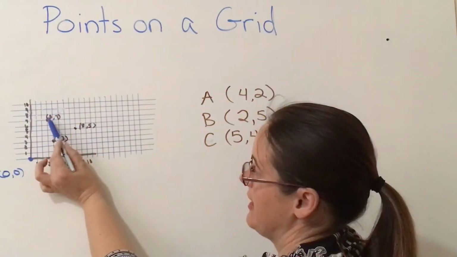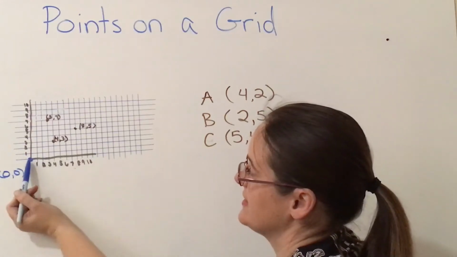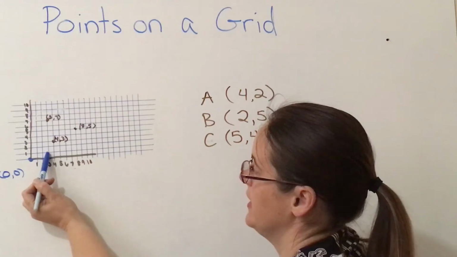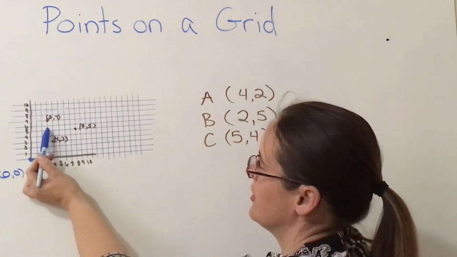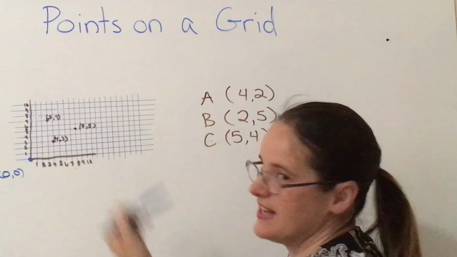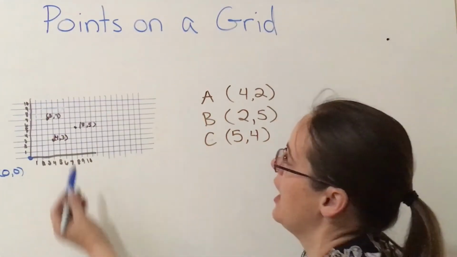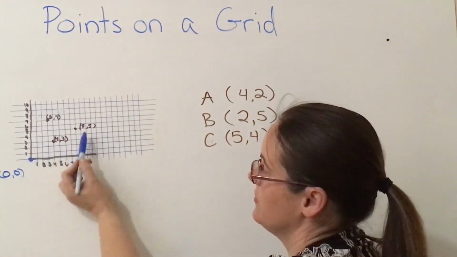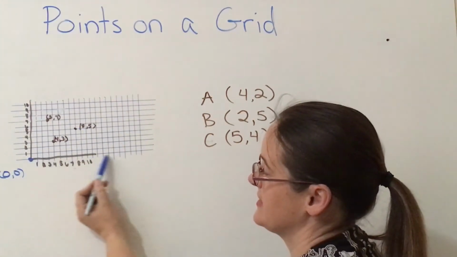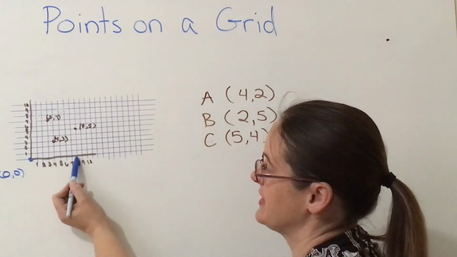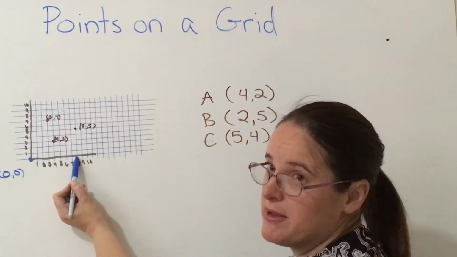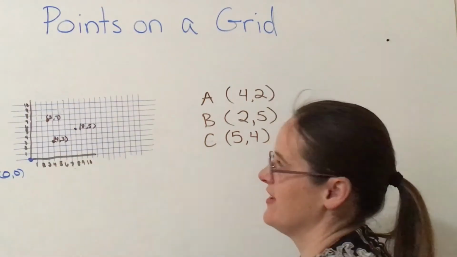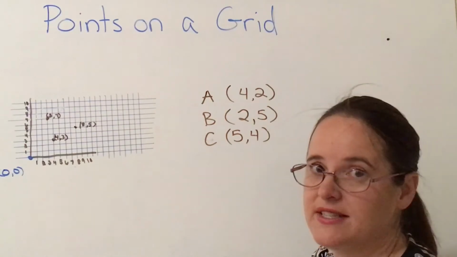My next one that we're going to look at is up here, point 3, 7. So I know my 3 is along my horizontal axis. I'm going to go over 3, and then I'll count up 7. So 1, 2, 3, 4, 5, 6, 7. And there's my point. My final point over here is point 8, 5. So once again, the first number represents the horizontal axis. So I need to go over to the 8 and then count up 5. 1, 2, 3, 4, 5. There I am. Those are my 3 points.